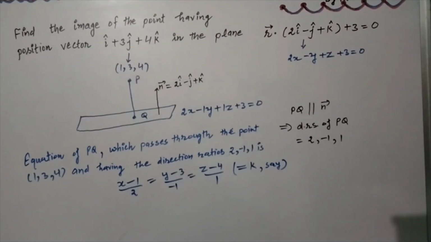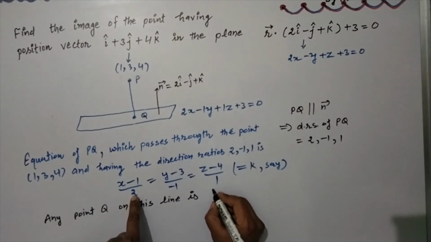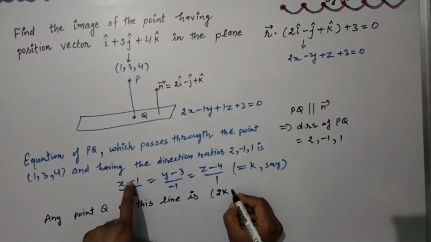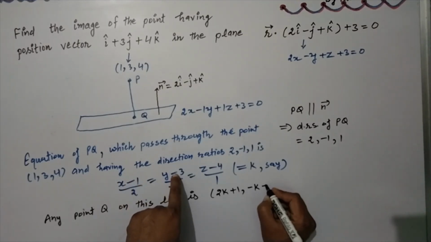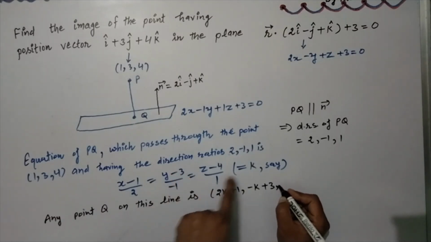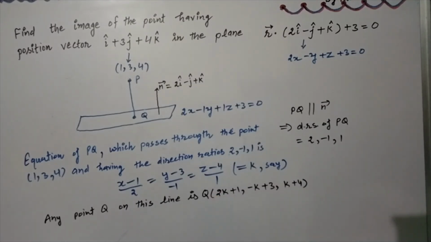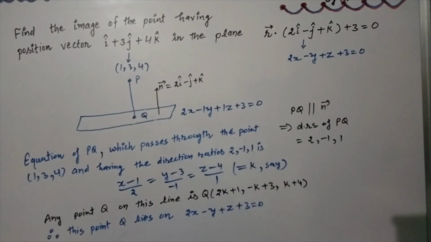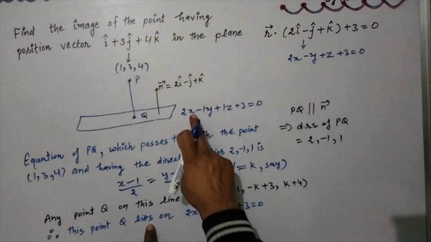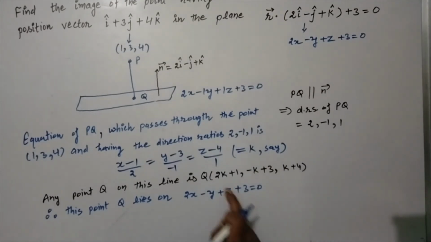So we write here, any point on the line PQ, this is Q, is (2k plus 1, minus k plus 3, k plus 4). Minus 1 goes here as plus 1, minus 3 becomes plus 3, and minus 4 goes here as plus 4. So suppose this is point Q. It lies on the given plane, so this point Q lies on the plane 2x minus y plus z plus 3 is equal to 0.